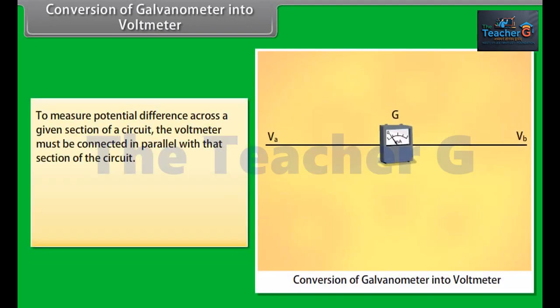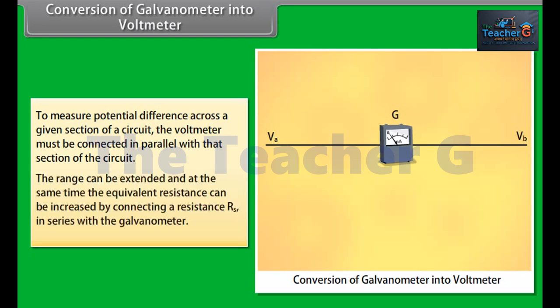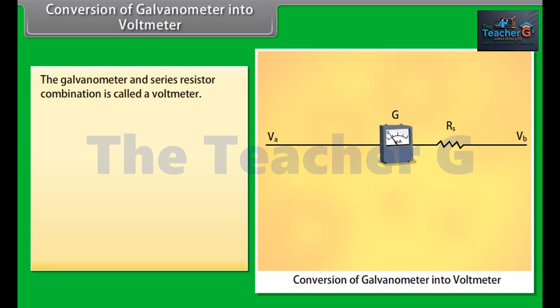To measure potential difference across a given section of a circuit, the voltmeter must be connected in parallel with that section of the circuit. The range can be extended, and at the same time, the equivalent resistance can be increased by connecting a resistance in series with the galvanometer. The galvanometer and series resistor combination is called a voltmeter.